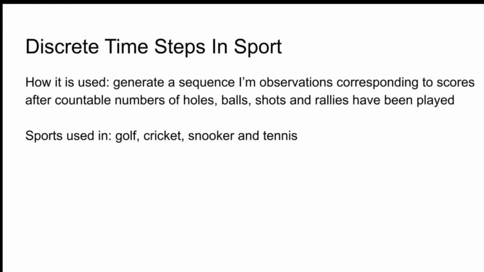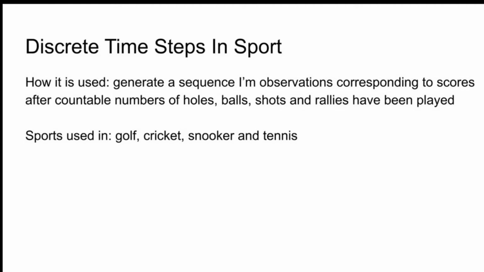So now we finally get to talk about how these random variables and the stochastic process are used in sports. So first of all, when it comes to sports and the stochastic process, what we're doing is finding the probability of one team or one player winning during the game. This process usually isn't used at the beginning of a game. And the first one we're going to talk about is discrete time steps in sports. So basically what we're doing is taking random variables, or in this case what we're talking about are holes, balls, shots, rallies.